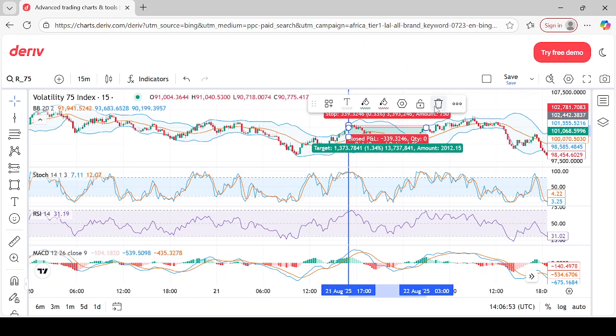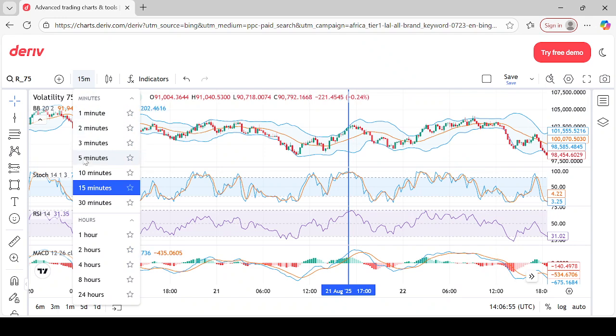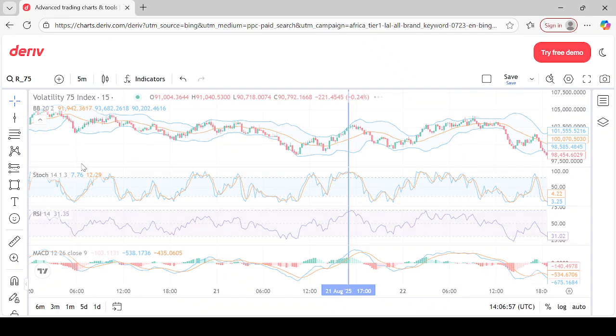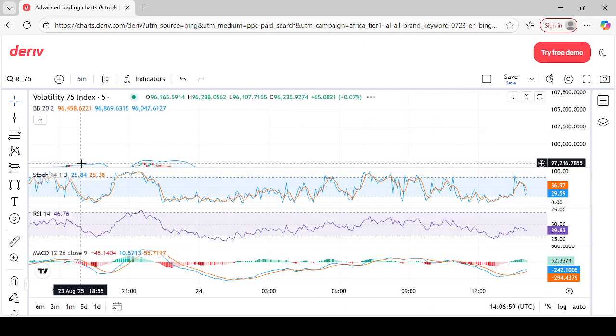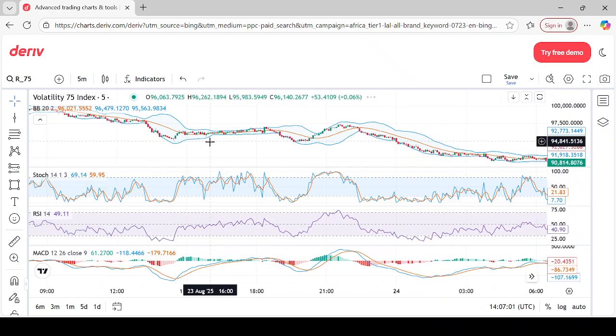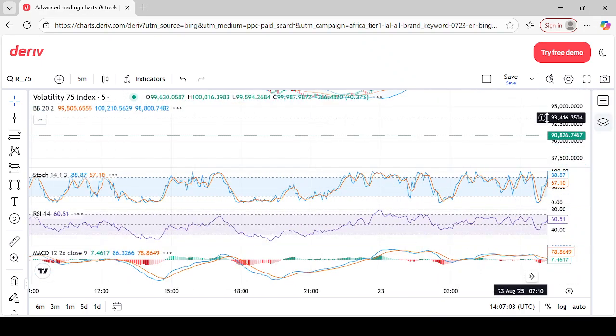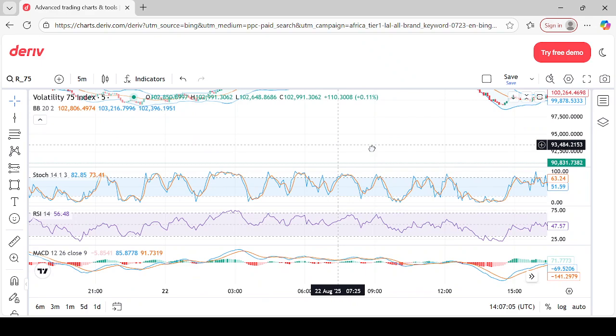So before you take your trade, you would have to go to your 5 minutes time frame, where we have marked with our horizontal line, to see if it aligns with the same analysis from our 15 minutes time frame.